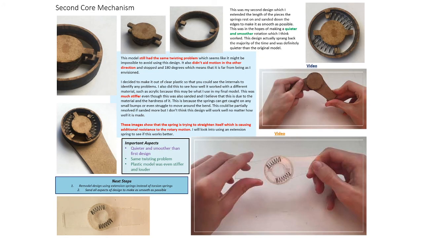We then have iteration of it. So this is the next step, and you can see the model changes slightly, and then he also does one in clear where he's playing with it so you can see the internal components. Again, he's highlighting problems, what the important aspects of it are, and then what next steps he's going to do to try and resolve those issues.